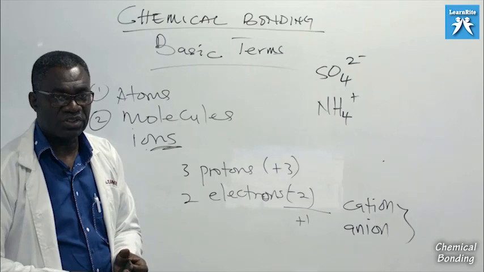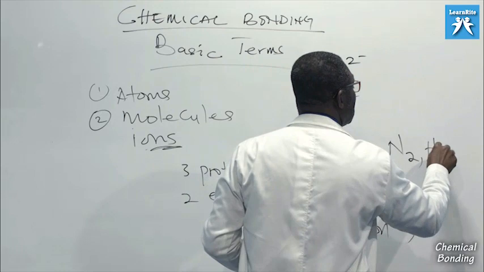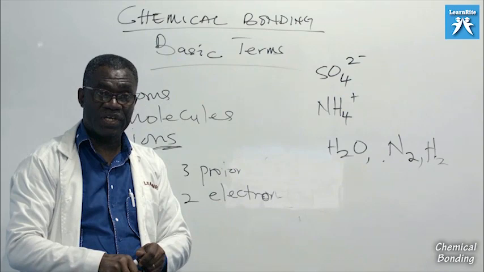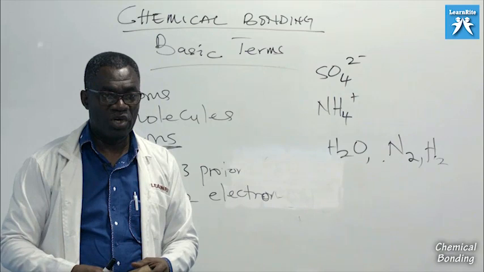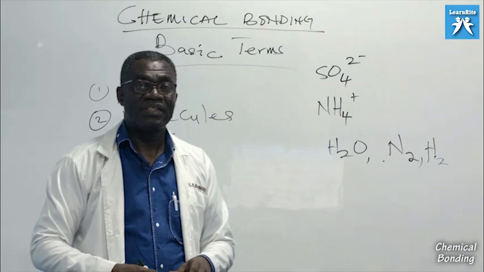A molecule is a combination of atoms. You know that already. Water, nitrogen, hydrogen. When you combine all these atoms, you get what we call a molecule. Okay. Now, if the molecule is there and it has not lost or gained electrons, it is simply a neutral molecule. But of course, there are several types of molecules. Let's explain some of them so that when we use these terms in explanation of chemical bonding, they will be familiar to you.